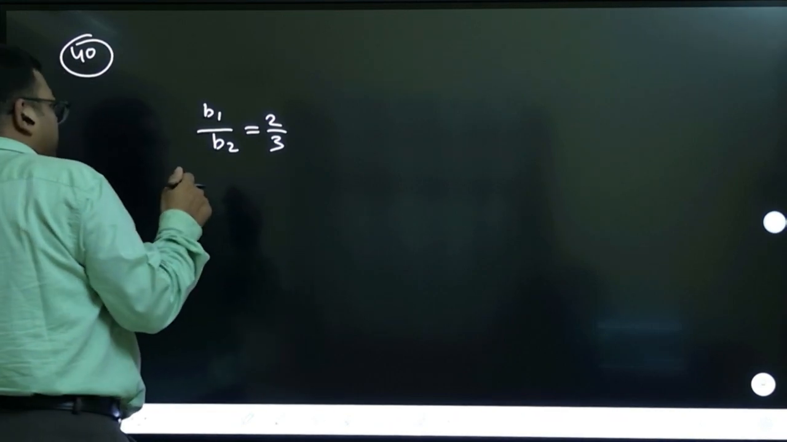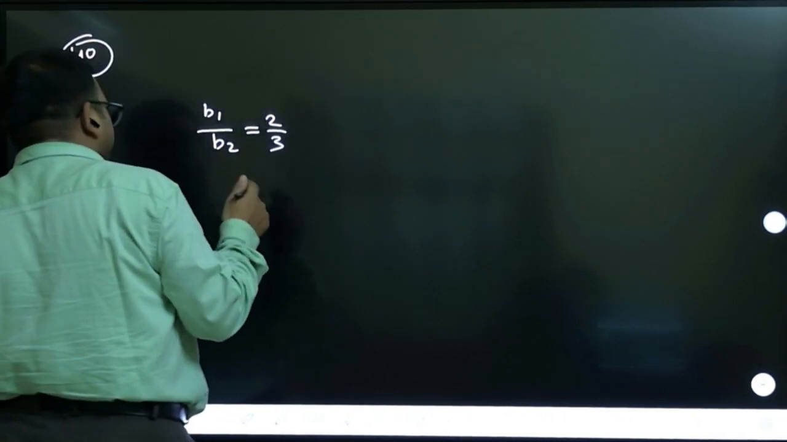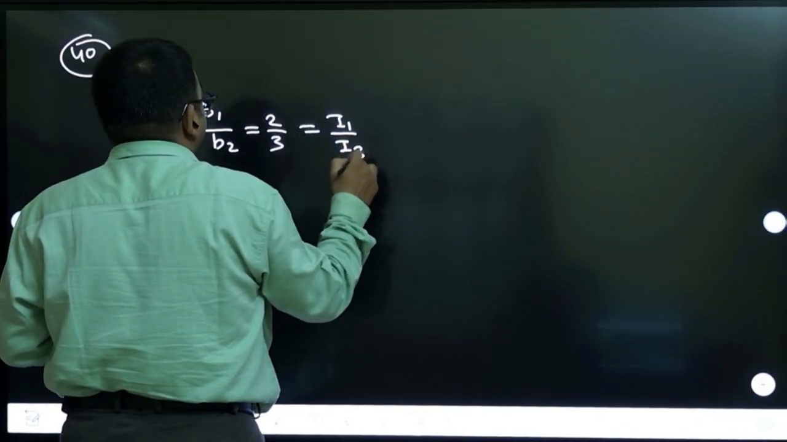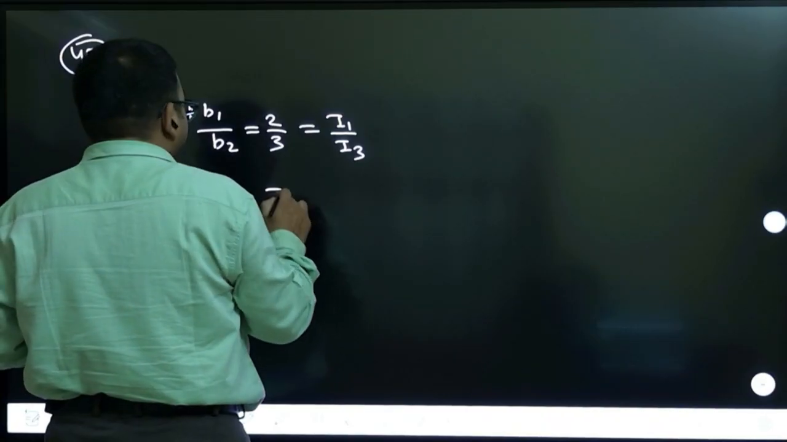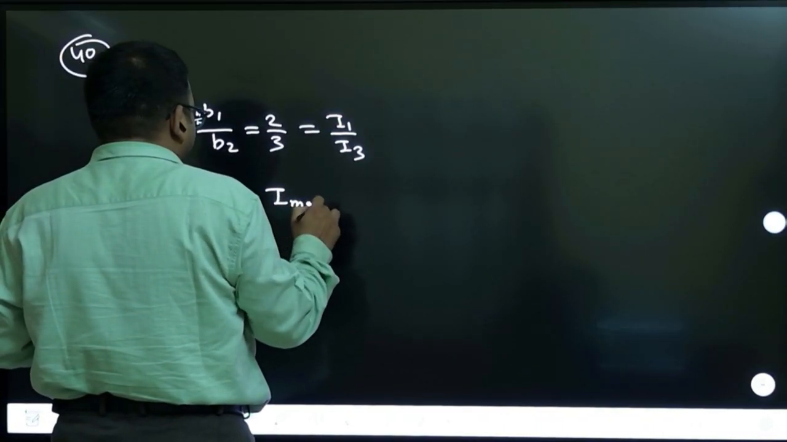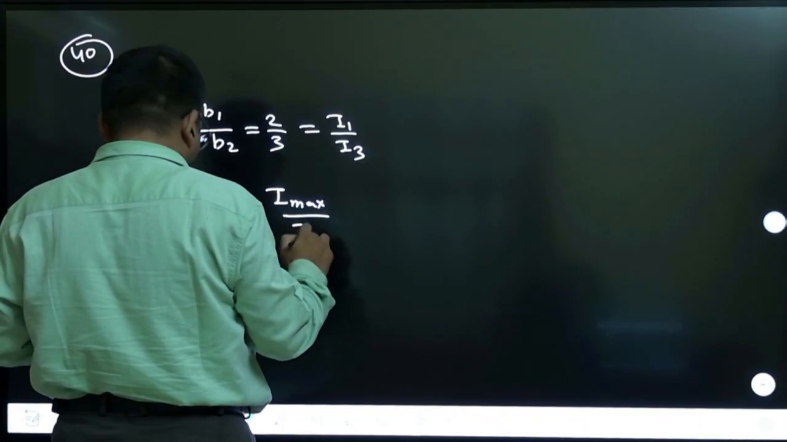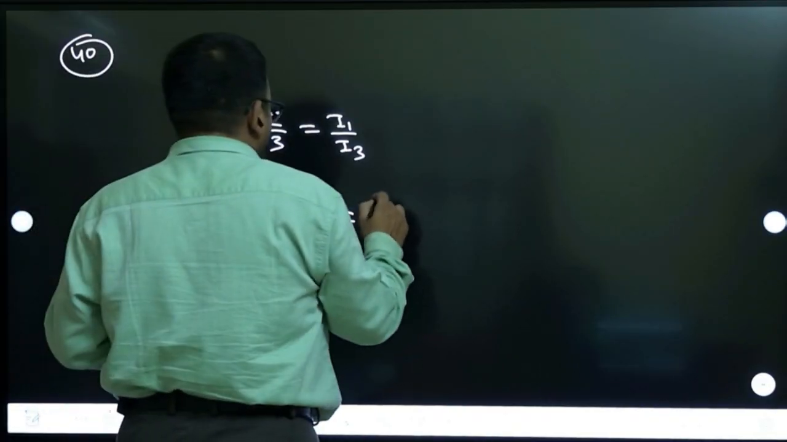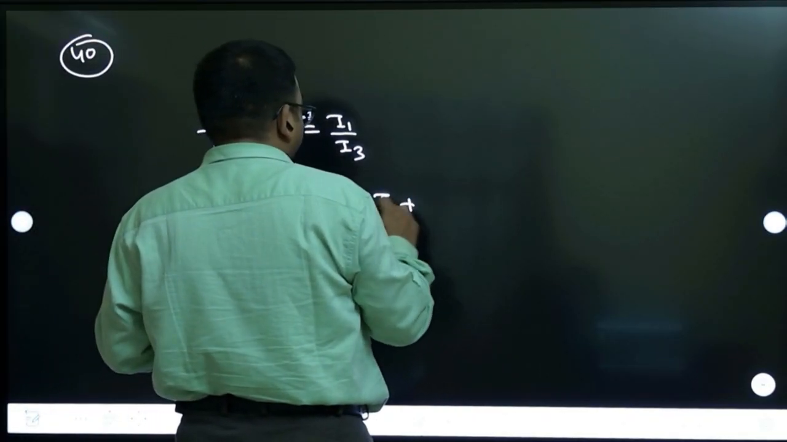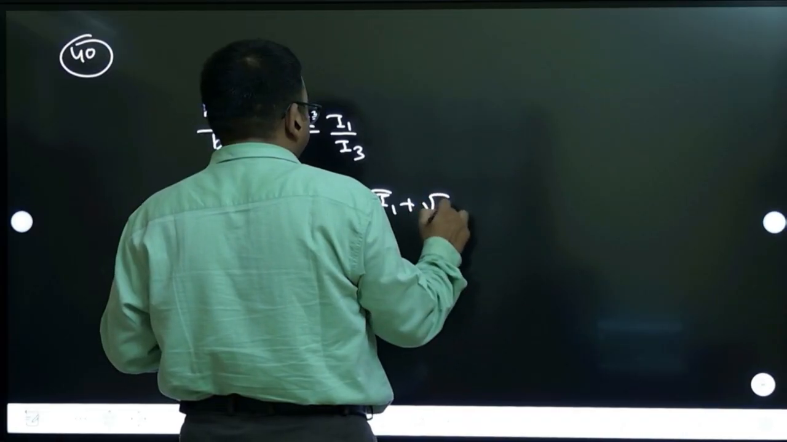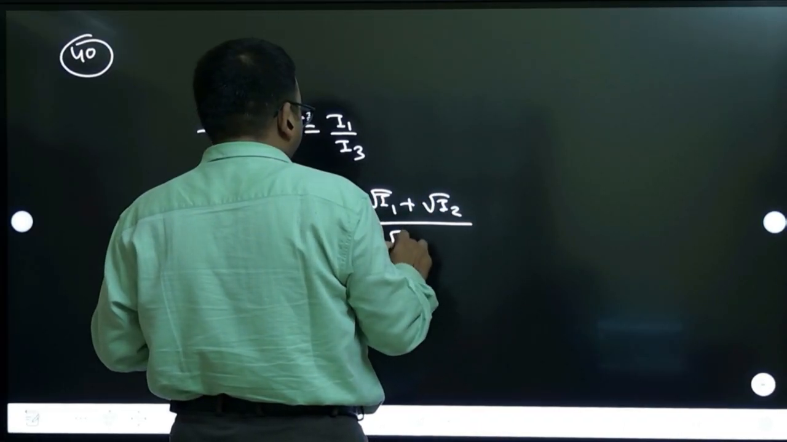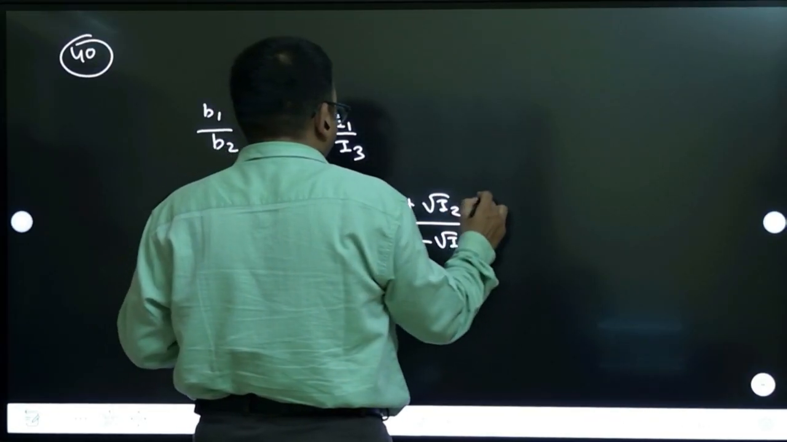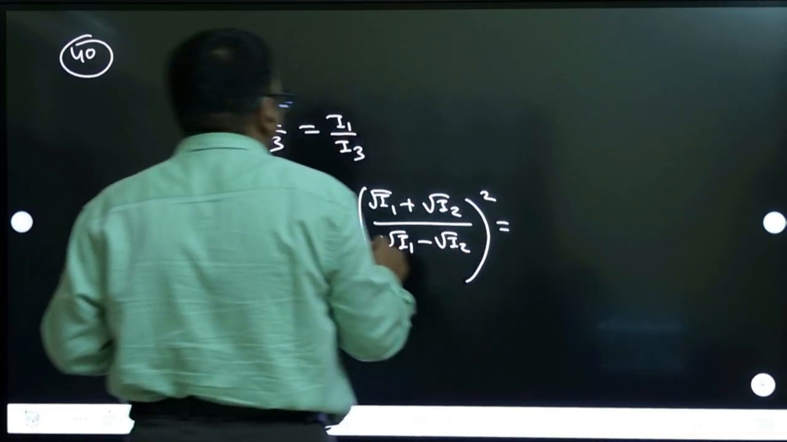So in YDSE we know slit width is proportional to intensity, so this is the ratio of intensity. And what is the formula for the maximum to minimum intensity ratio? So this is root I1 plus root I2 by root I1 minus root I2, whole square. Okay, so now you solve it.